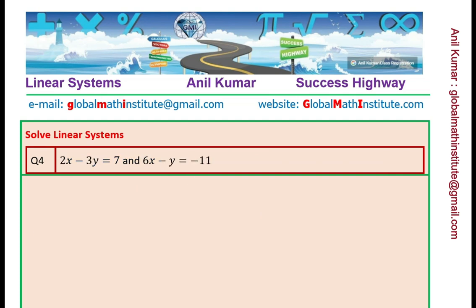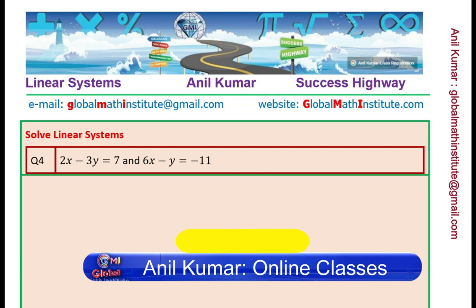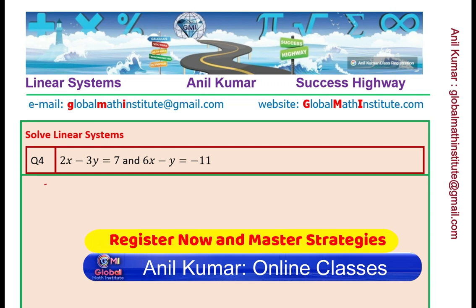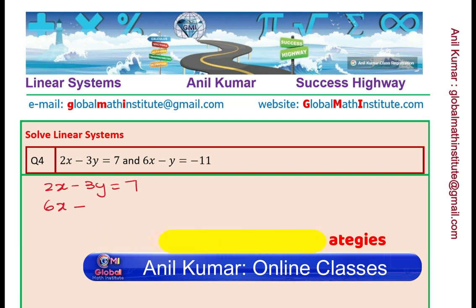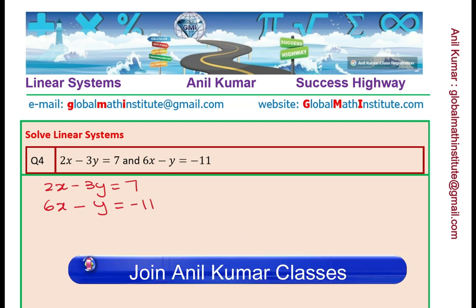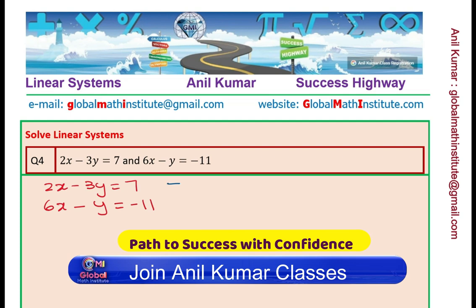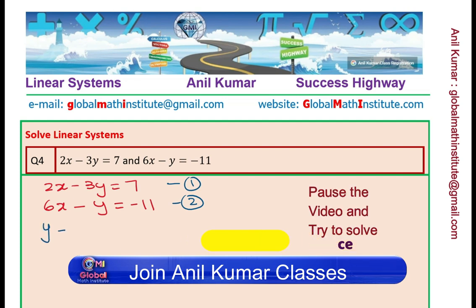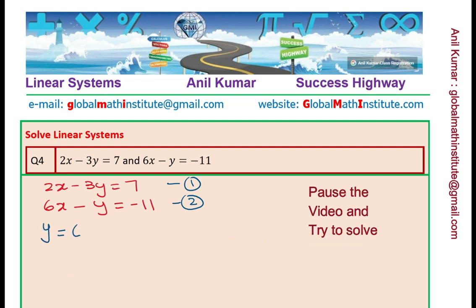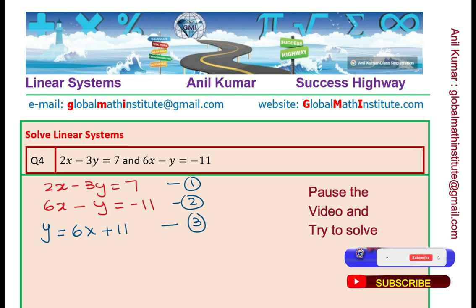Perfect. Next example is, let's copy the linear system given to us, which is 2x minus 3y equals 7 and 6x minus y equals minus 11. Now, since we have these two equations, good to number them. We can write what y is from here. So we get y equals, taking y on the right side, 6x plus 11. And we'll write this as equation 3.